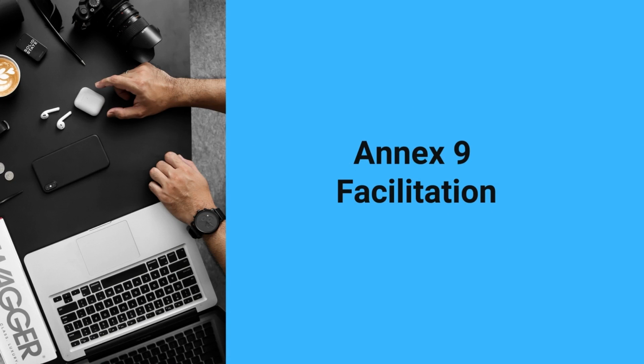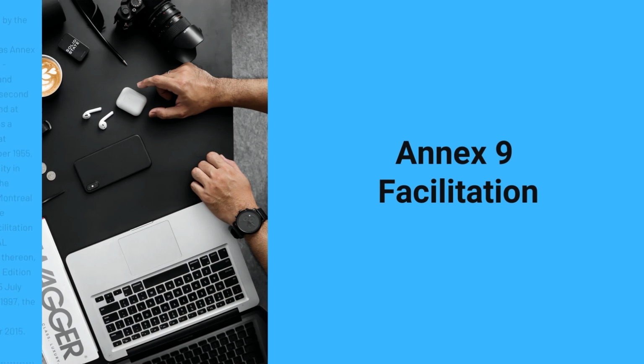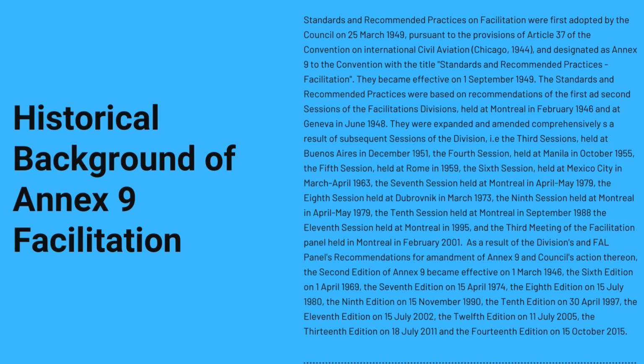Now let's talk about Annex 9, which means Facilitation. The historical background of this annex is that standards and recommended practices on facilitation were first adopted by the Council on 25 March 1949 pursuant to the provisions of Article 37 of the Convention on International Civil Aviation, and designated as Annex 9 to the Convention with the title Standards and Recommended Practices, Facilitation. They became effective on the 1st September 1949.